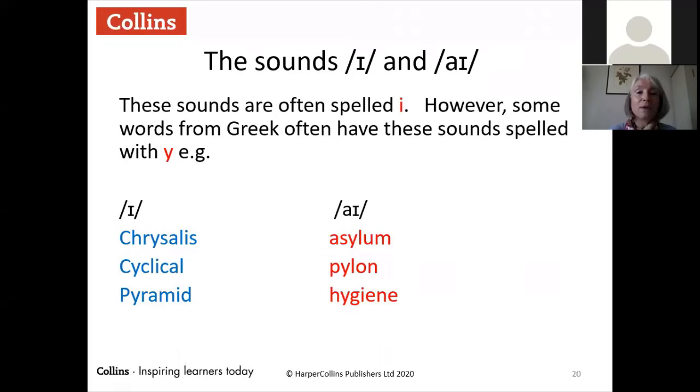However, we need to be aware that sometimes these sounds are spelled with a Y. So chrysalis, cyclical, pyramid, asylum, pylon, hygiene. All of these words are from Greek. So if you hear an unusual word with the /ɪ/ or /aɪ/ sound in it, it's worth asking where the word comes from. Because if the answer is Greek, that /ɪ/ or /aɪ/ sound may be spelled with a Y. That's another clue that understanding where the word comes from gives you to the spelling. Next one.